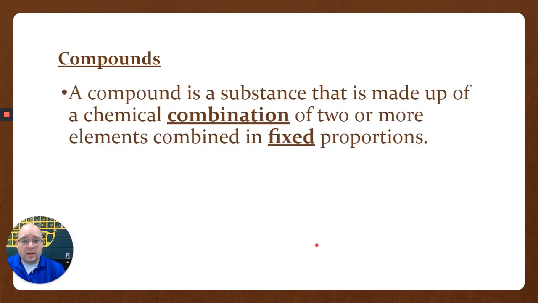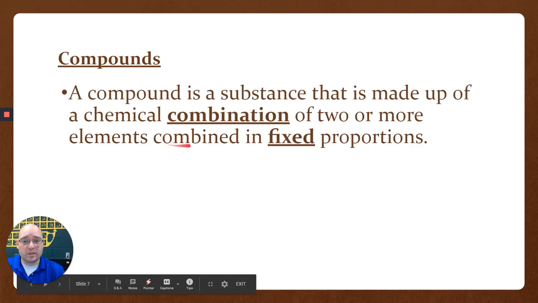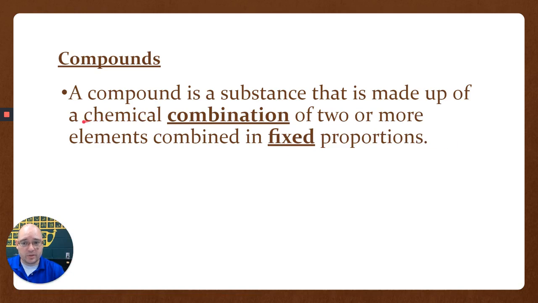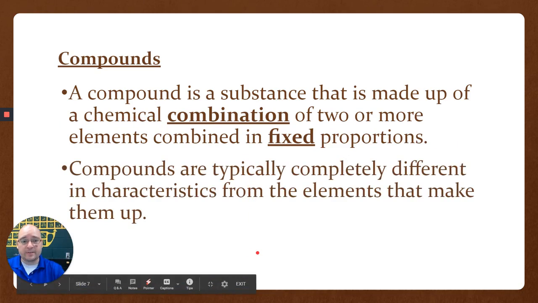Compounds. A compound is a substance made up of a chemical combination of two or more elements combined in fixed proportions. So it's very important that you understand that they are a chemical combination. And compounds typically are completely different in characteristics from the elements that make them up.